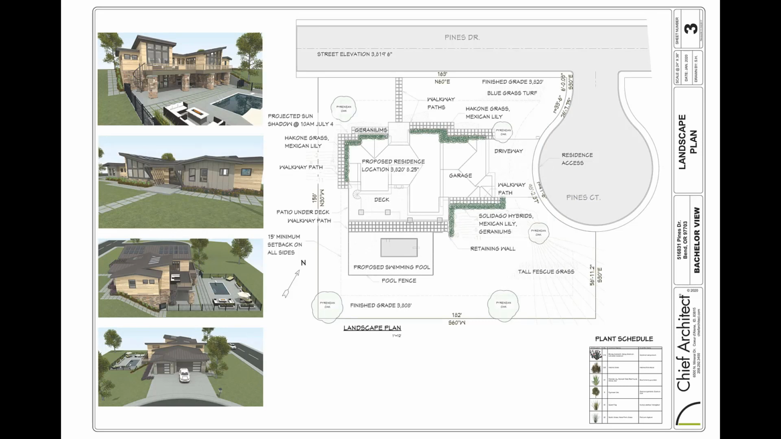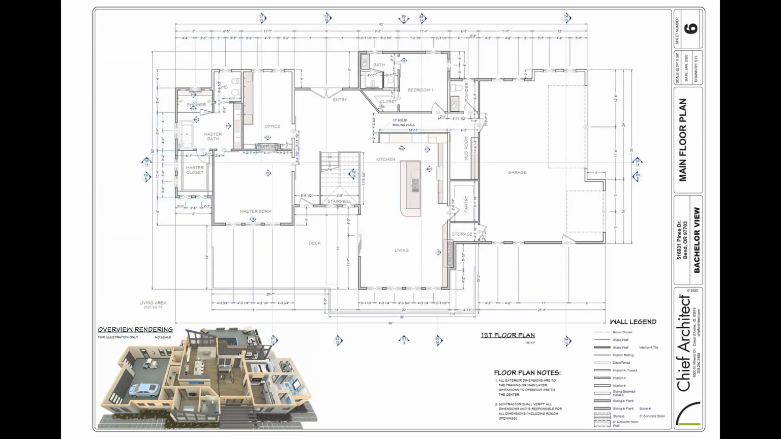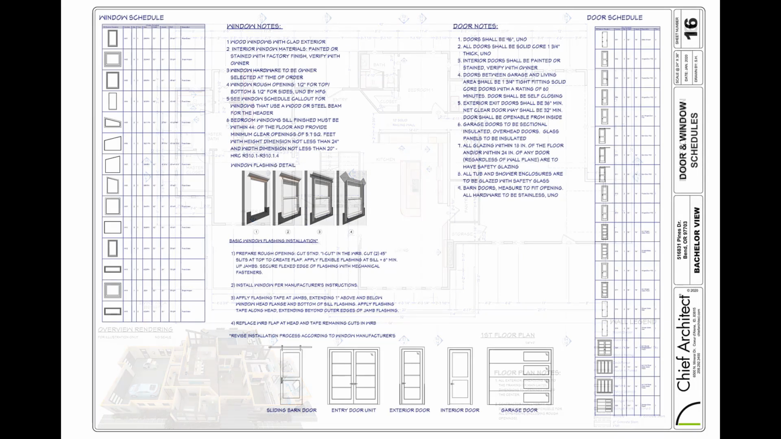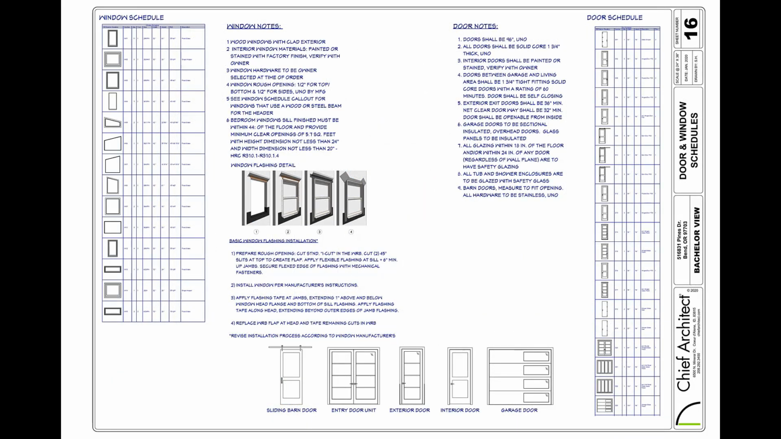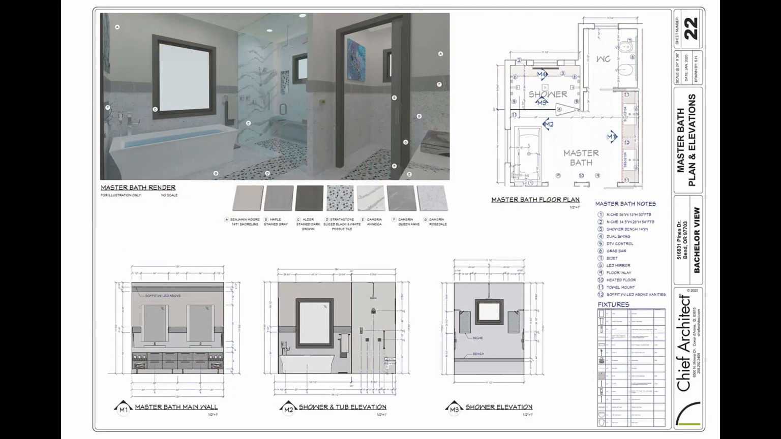On this landscape, you will notice I have a plant schedule in the lower right corner. On this floor plan, I've used the wall schedule to create a legend of the walls used. I've combined both the door and window schedule on this layout sheet, the cabinet schedule on this kitchen, and finally a fixture schedule for this bath.